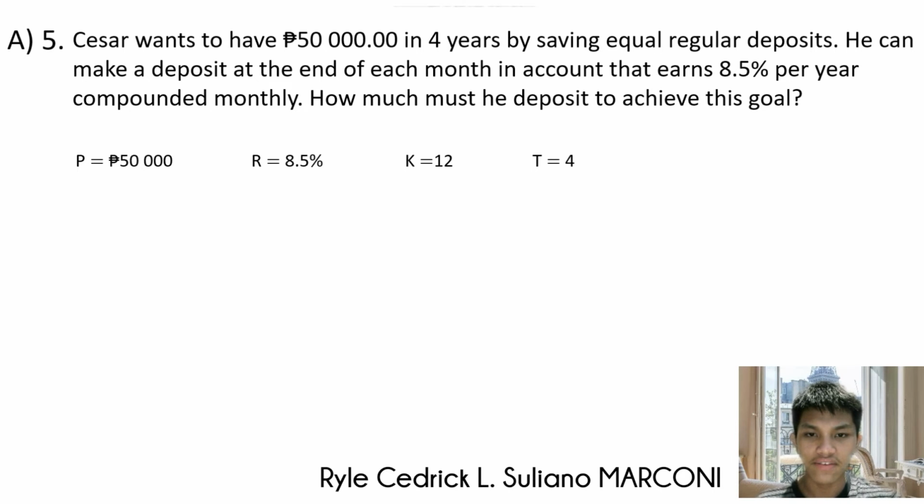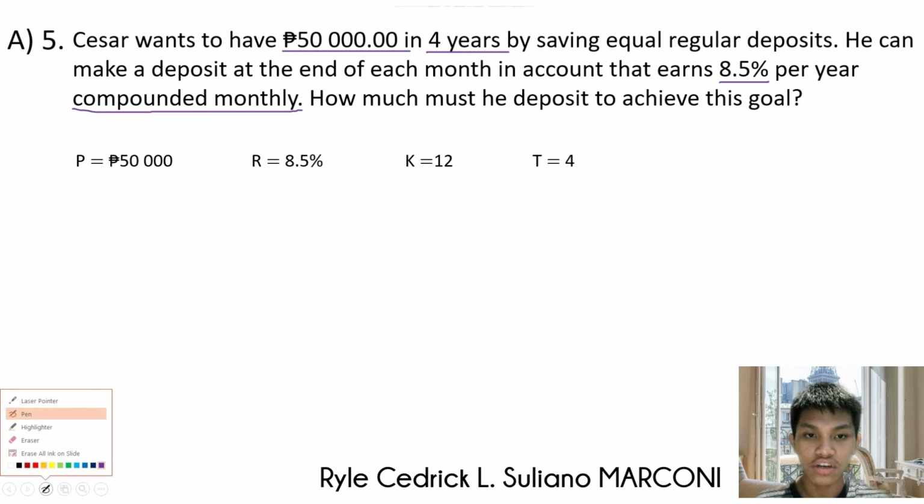For number 5, let us identify our given. Our P is equal to 50,000 pesos. Our rate is at 8.5%. Our K is equal to 12 since it is compounded monthly, and our T is equal to 4 years. This problem is a simple ordinary annuity because of the phrase a deposit at the end of each month, with the keyword end, and this problem is looking for the present value.